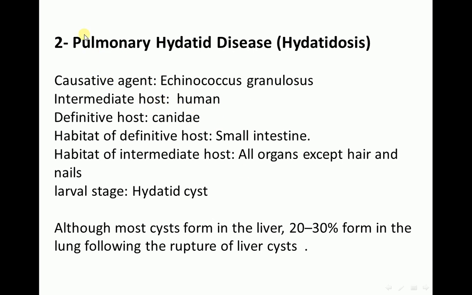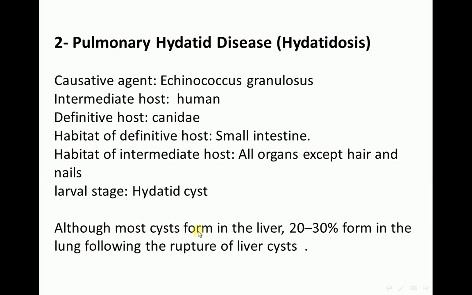The second parasite is pulmonary hydatid disease, hydatidosis, caused by the parasite Echinococcus granulosus. Intermediate host: human. Definitive host: canidae. Habitat of the definitive host is the small intestine, while the habitat of the intermediate host is all organs except hair and nails. The larval stage is called hydatid cyst.